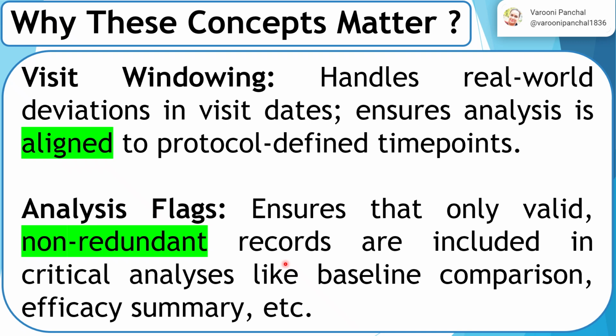So in listings you may include everything, but in tables and figures ensure that you keep only those records which are valid, especially when you do the analysis. So this is the difference between visit windowing and analysis flags.